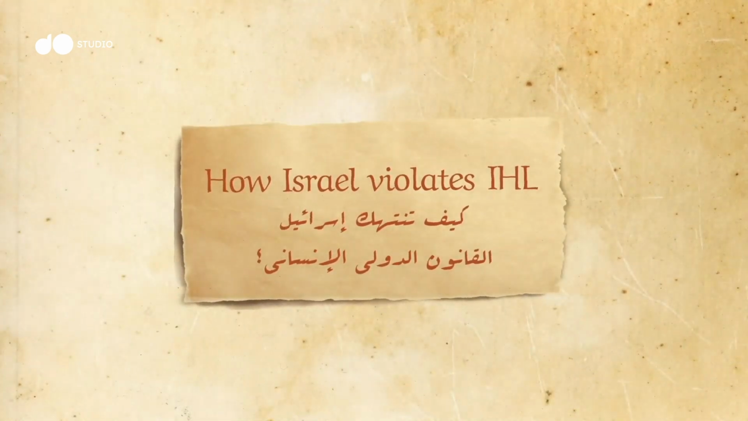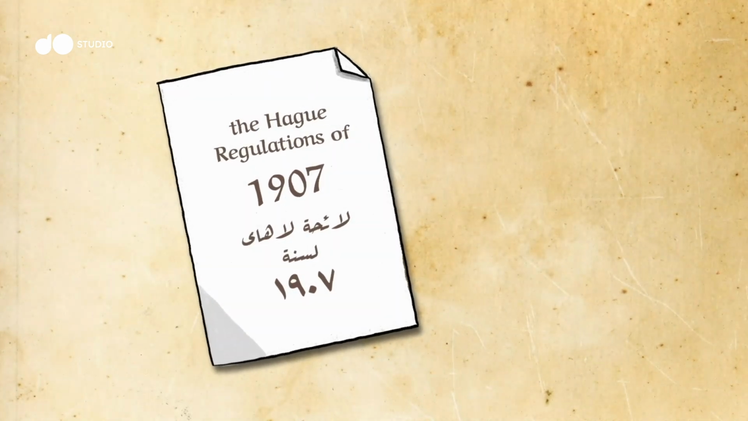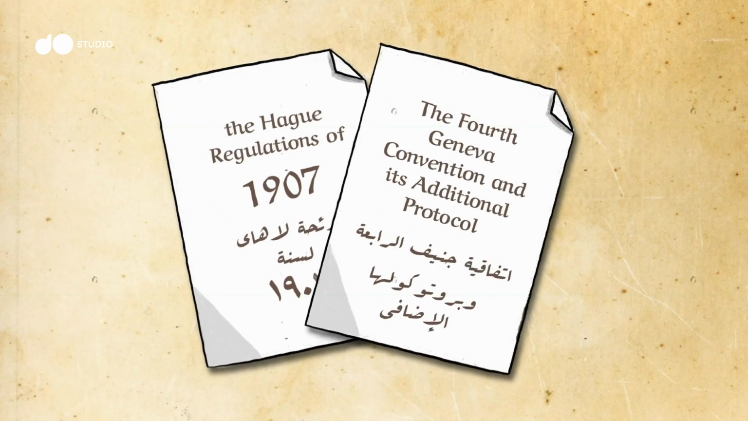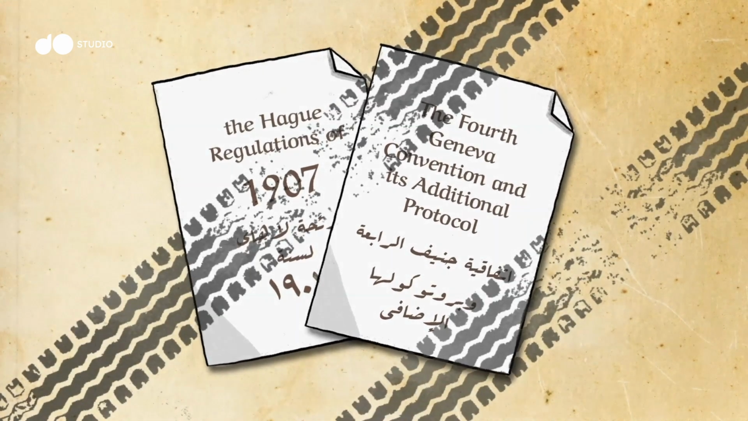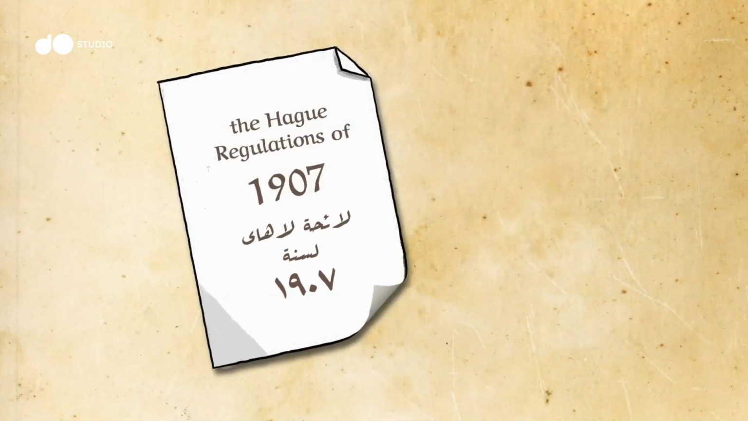How does Israel violate IHL? Israel, the occupying power, has violated many relevant provisions of the Hague and Geneva Conventions and has committed grave breaches of the Fourth Geneva Convention since the start of its occupation of the OPT in 1967.